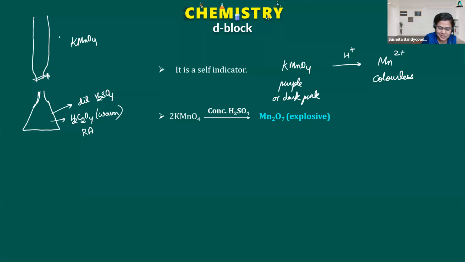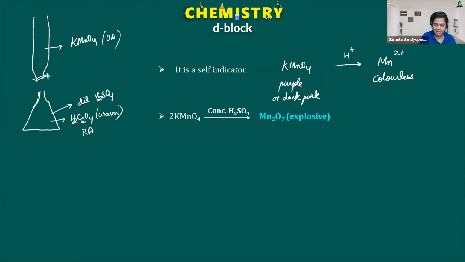So purple colored KMnO4 falls here. In acidic medium, it acts as an oxidizing agent. Reducing agent is oxalic acid, and Mn2 plus is produced, which is colorless. So purple will be colorless, till the reaction goes on. When all the oxalic acid is consumed, purple can't be converted into colorless. Reducing agent is consumed. That time the colorless solution will turn light pink in color.